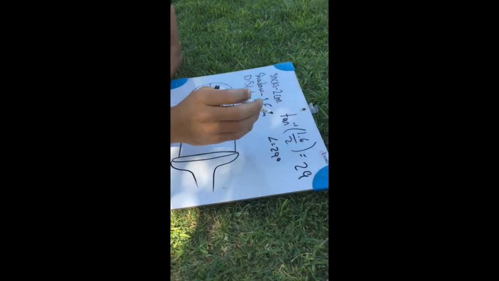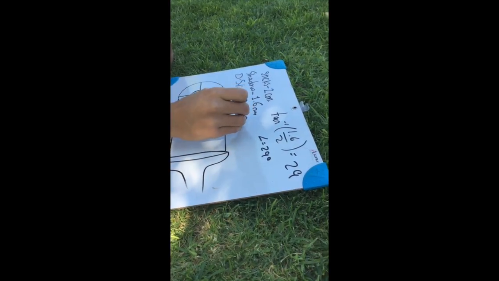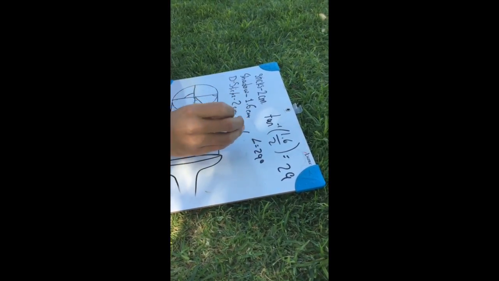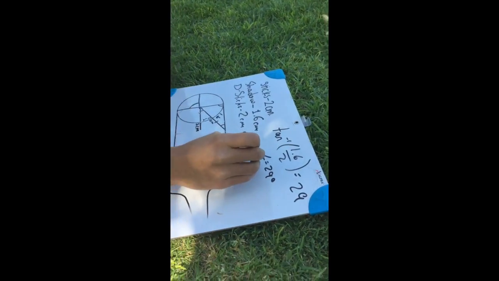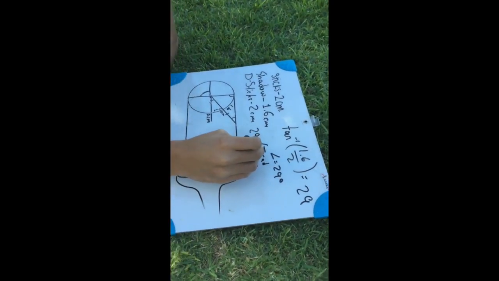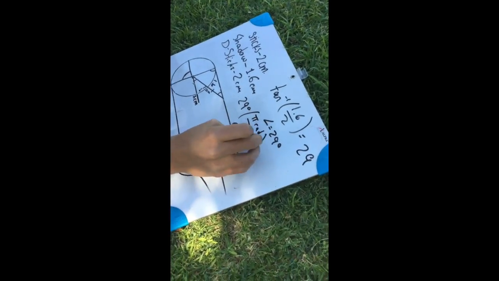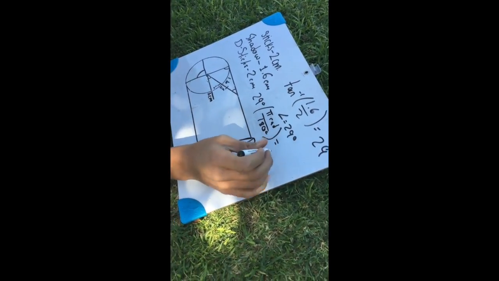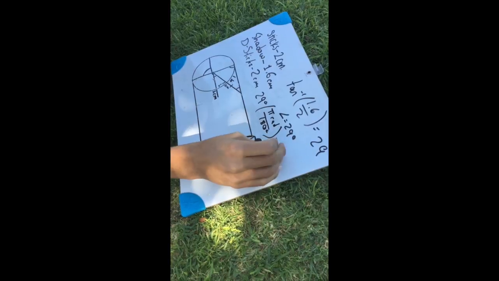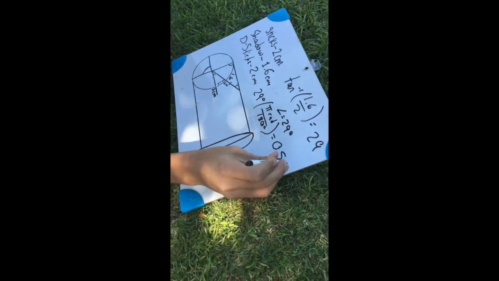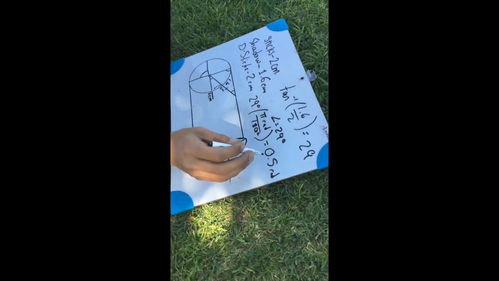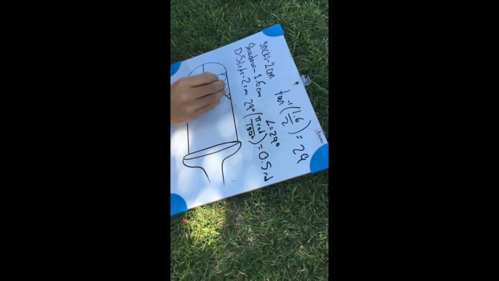So what we're gonna do now is to put 29 degrees multiplied by pi radians over 180 degrees. This gives us a result of 0.5 radians. That is gonna be the same angle.